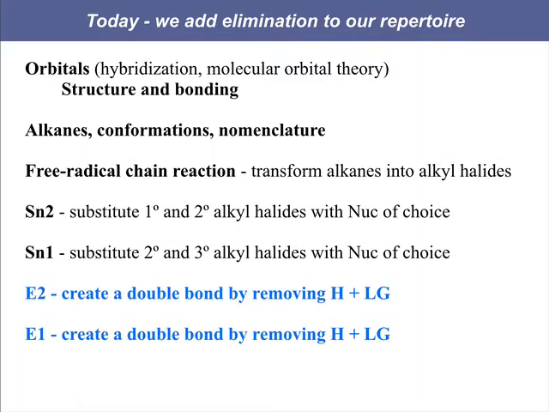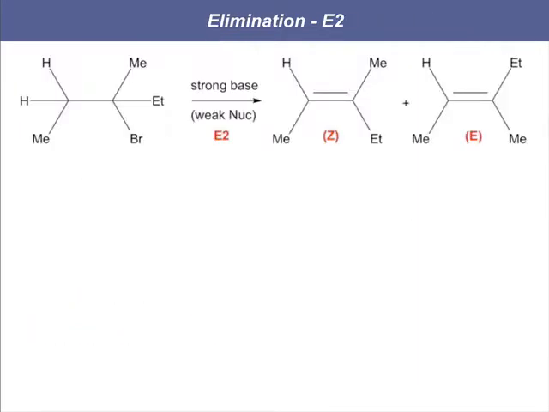So now we're going to add two more pathways that are going to allow us to create a double bond by removing a hydrogen and a leaving group simultaneously. We can do that in a second order mechanism, which we're going to call E2, or a first order mechanism, which we're going to call E1. So here's E2. We started with SN2 last time. We looked at the second order mechanism last time, so let's start with the second order mechanism this time. We're going to call a second order elimination reaction E2.